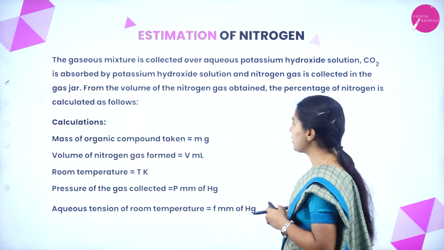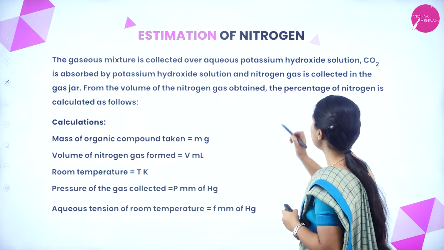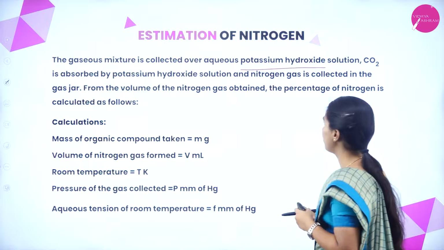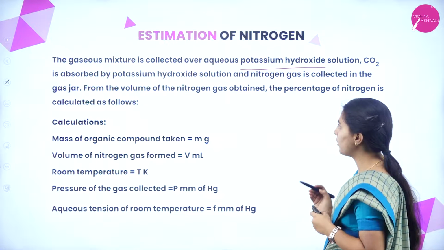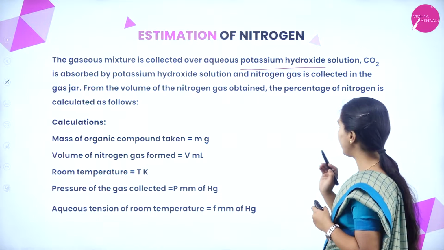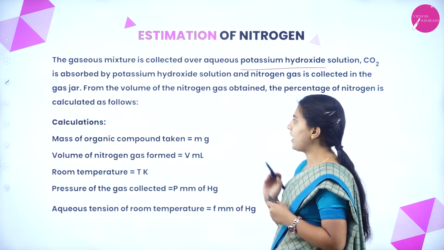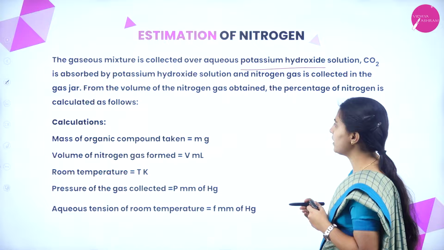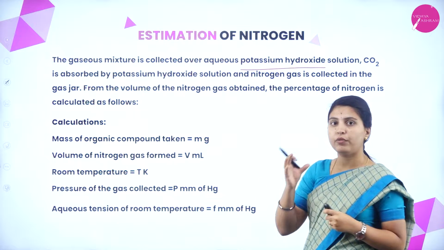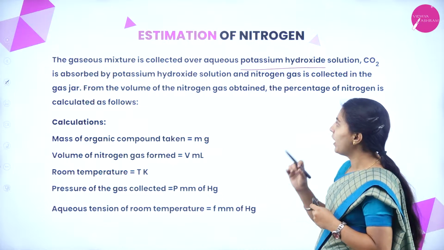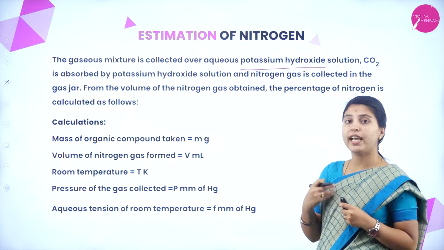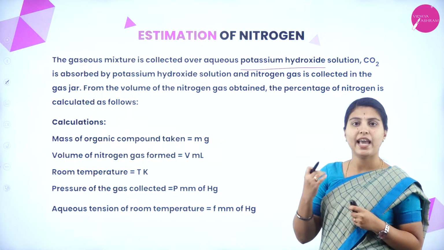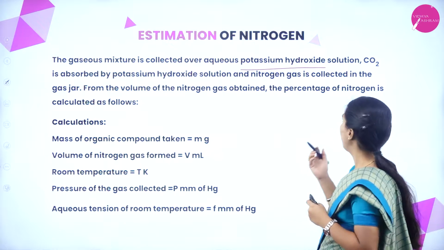The gaseous mixture is collected over aqueous potassium hydroxide solution. Carbon dioxide is absorbed by the potassium hydroxide solution and nitrogen gas is collected in the gas jar. From the volume of nitrogen gas obtained, the percentage of nitrogen is calculated as follows. We got nitrogen gas. That gaseous mixture is collected over aqueous KOH.